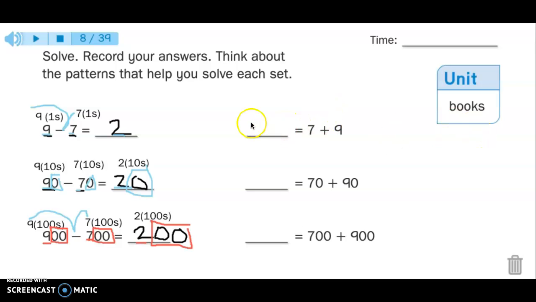It might look funny that our equal sign is in front because it was behind before, right? We still read it from left to right. 7 plus 9 is what? 70 plus 90 is what? And 700 plus 900 equals what? If it helps you, you can put that equal sign on the normal one. But it's really saying 7 plus 9 equals what? What's your answer? Go ahead, put me on pause. Unpause me when you have your answers.